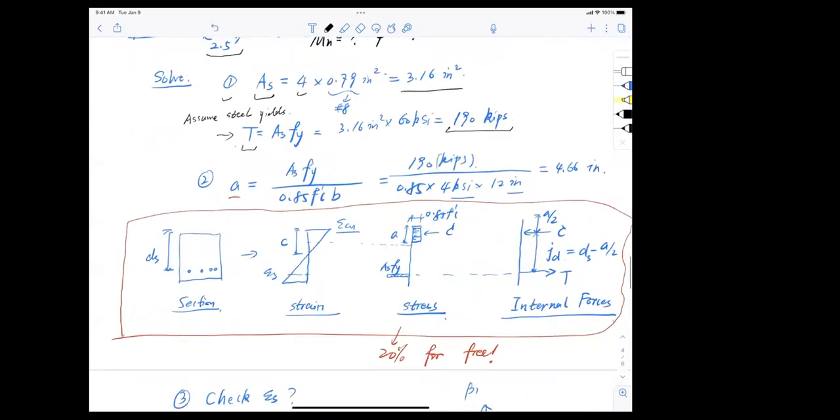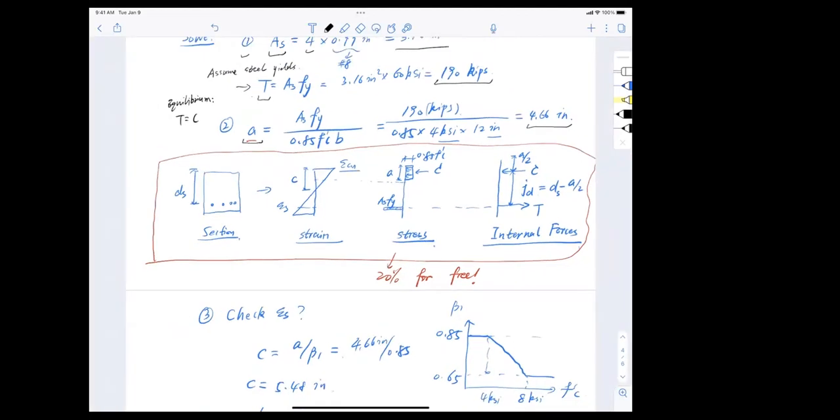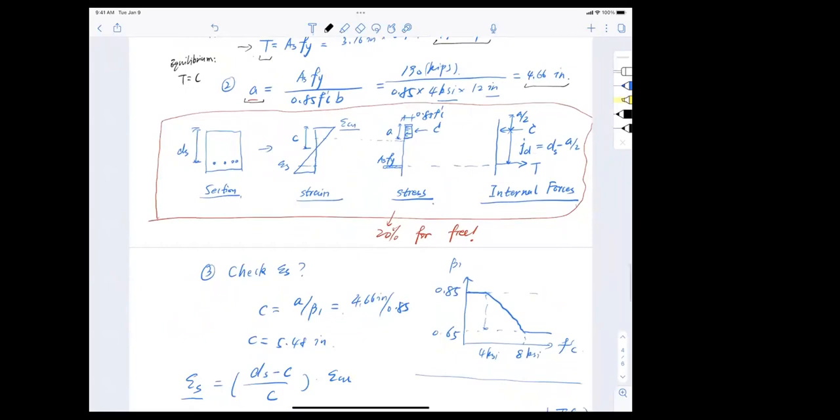Now knowing the tension, using tension equals compression, this is from equilibrium, I can calculate my effective compressive zone a, the so-called effective compressive zone a, which is 4.66 inch. At this point you say, Bob, I don't know what to do, I want to get 3 points, a partial credit so I can pass the exam.